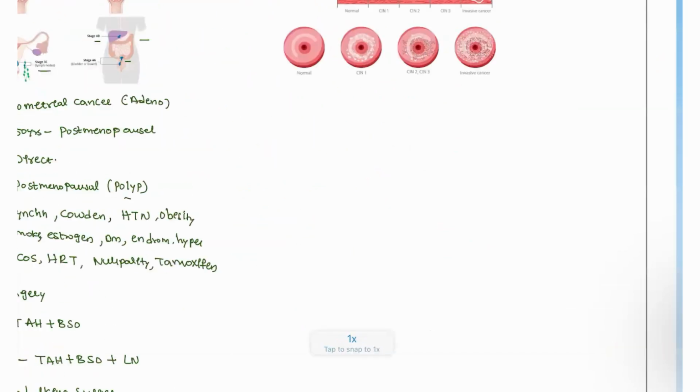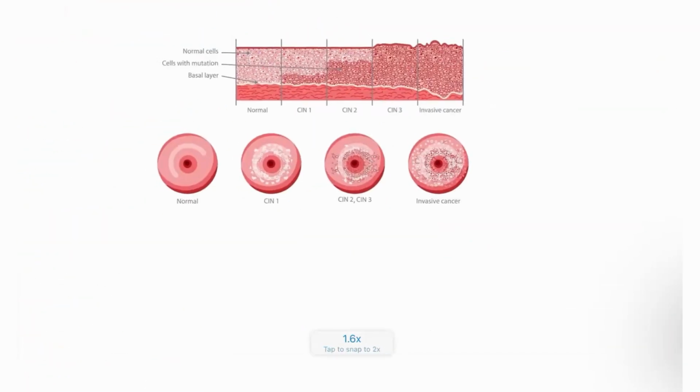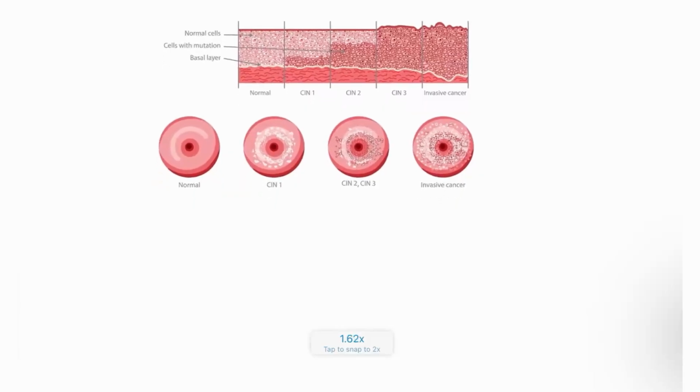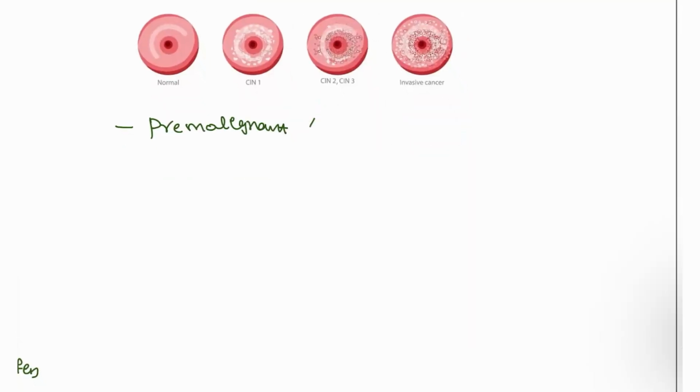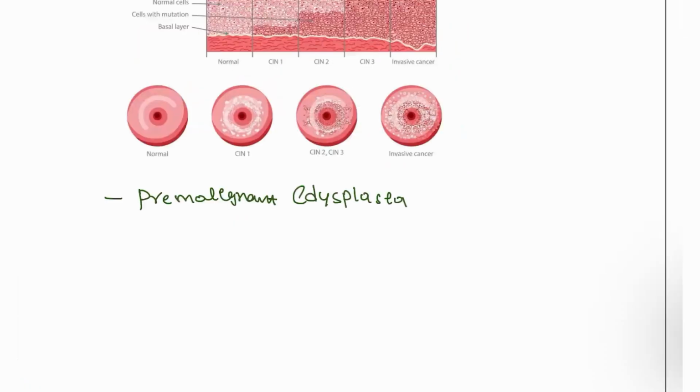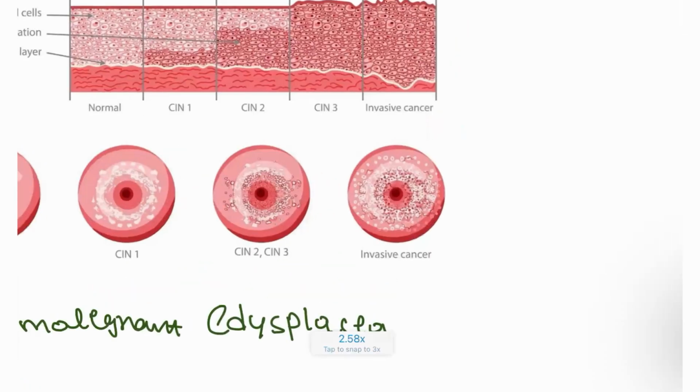Next, moving on to the cervical intraepithelial neoplasia. This is mostly a pre-malignant condition. This is known as a pre-malignant condition. This is due to dysplasia. Next, here you can see these are the findings. This is the first, second and third stage.